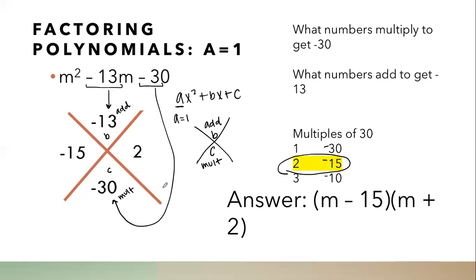So what's my answer? It could be X minus 15, X plus 2. Those are my two factors. Pause. Questions? That's the only example I'm doing for that. So ask me now.